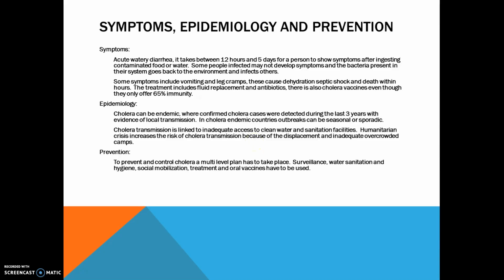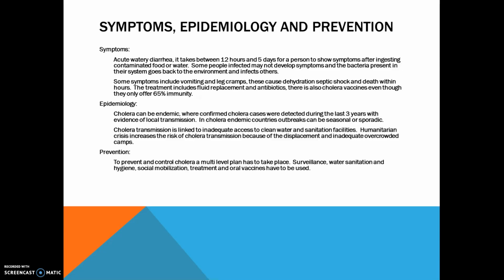Cholera can be endemic, where confirmed cholera cases are detected during the last 3 years, with evidence of local transmission. In cholera endemic countries, outbreaks can be seasonal or sporadic. Cholera transmission is linked to inadequate access to clean water and sanitation facilities. That is why the African countries have the highest cases of cholera.